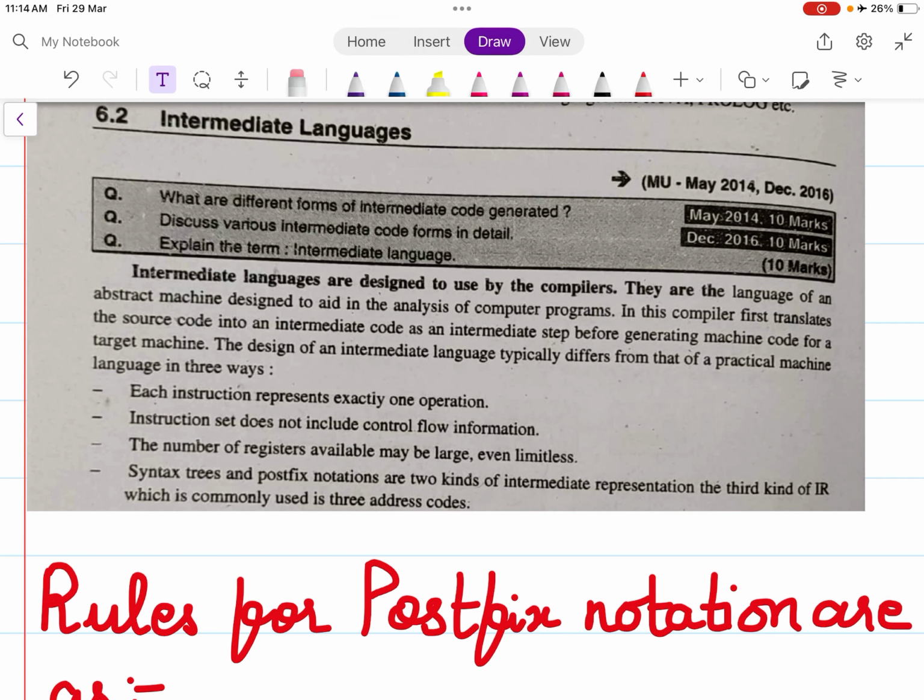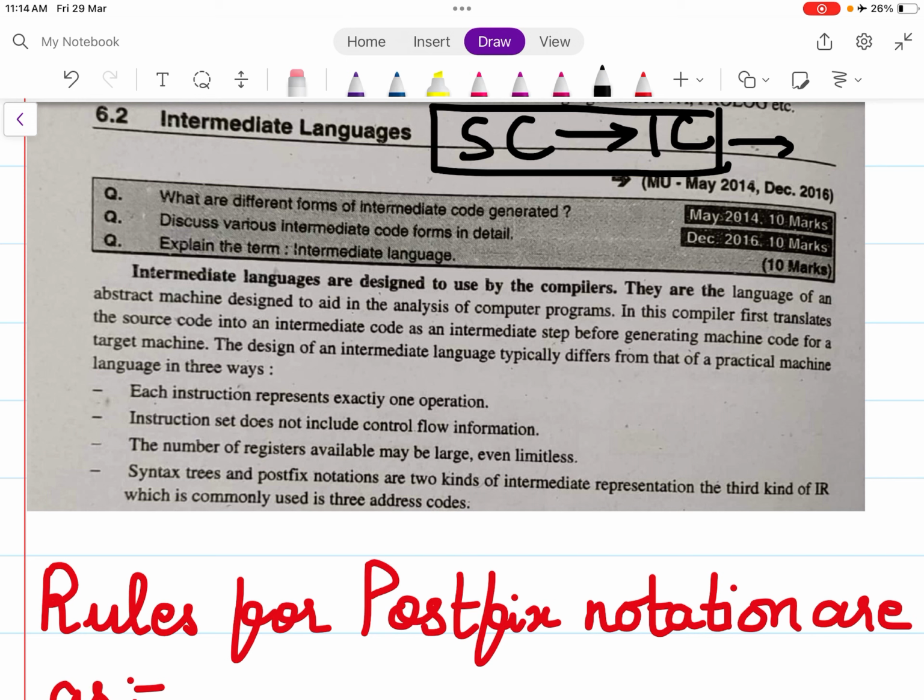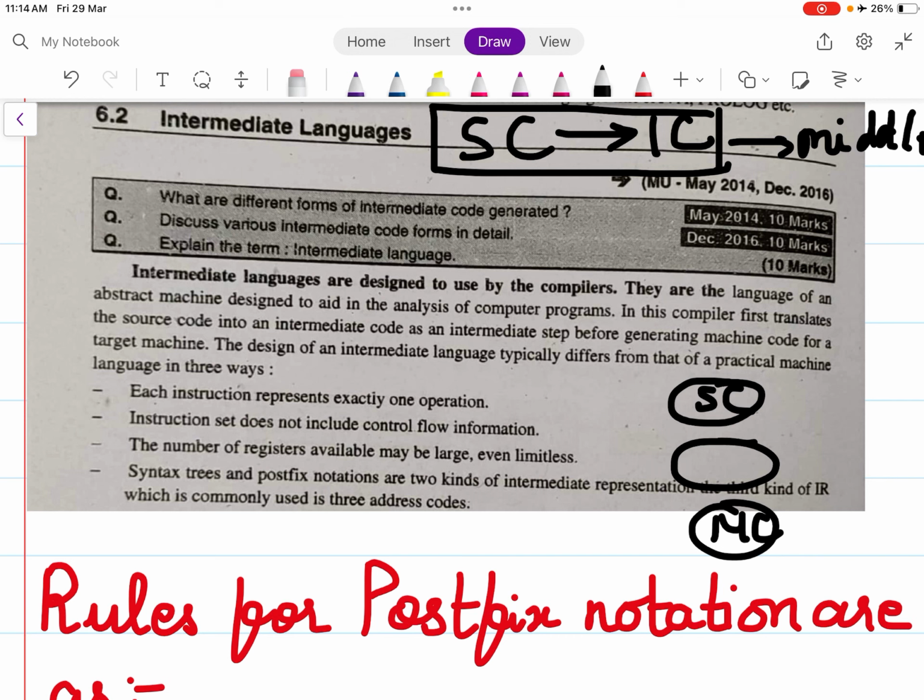So in intermediate languages, what happens? First, the source code gets converted into an intermediate code as an intermediate step before generating machine code for the target machine. So this source code getting converted into the intermediate code is the middle step, the in-between step. Before the source code gets converted into the machine code, there is a step of converting it into an intermediate code.